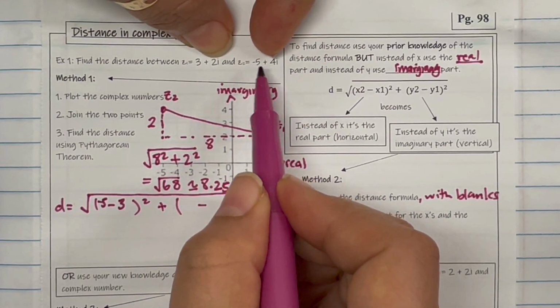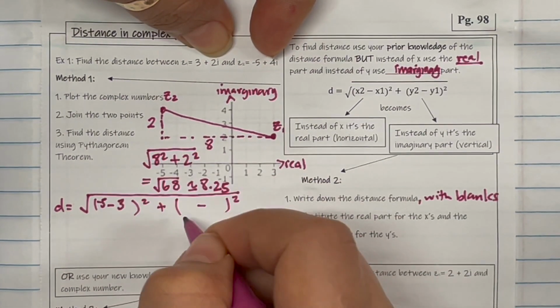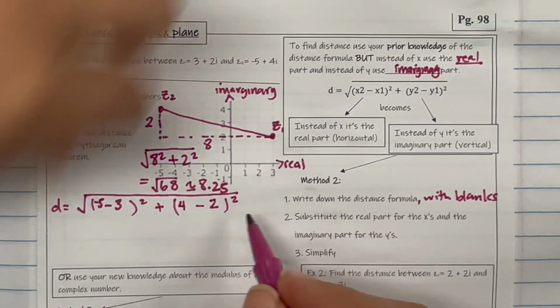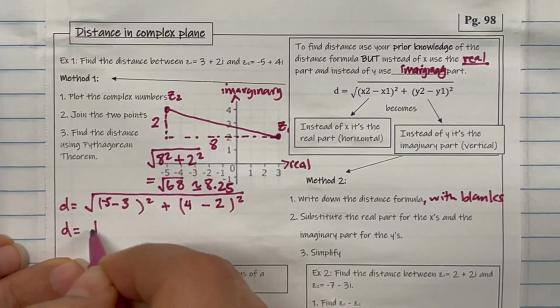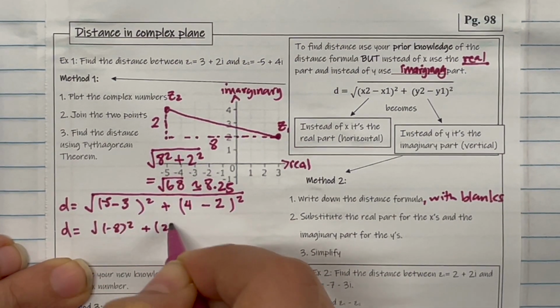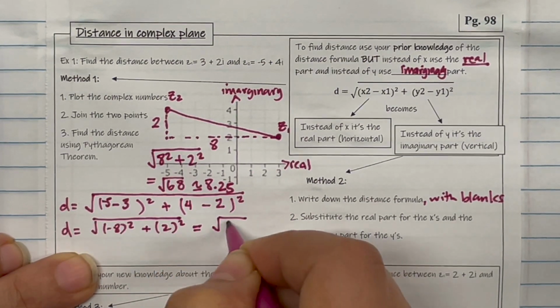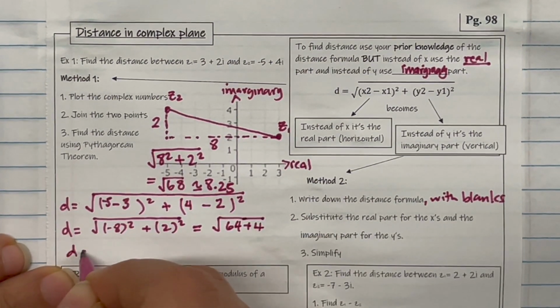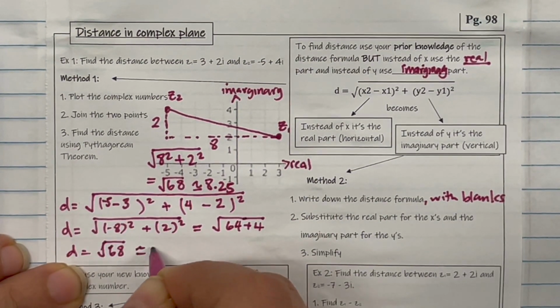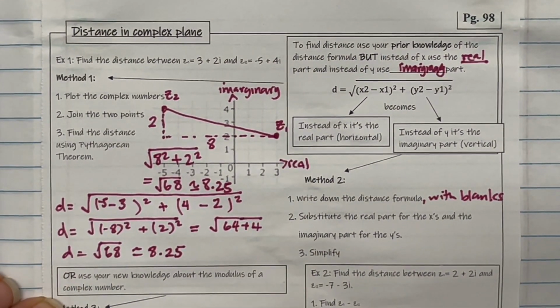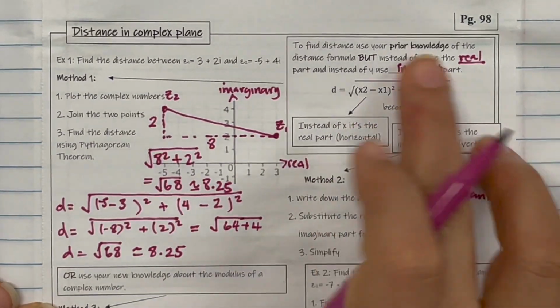Then you're going to do the imaginary part, which are the y values. So the second number, 4, minus the first number, 2. Then you can put that right into a calculator, but I'm just going to do it by hand. That's going to give me -8 squared plus 2 squared, which simplifies to 64 plus 4, which gives me, again, the square root of 68, just like before, which is approximately 8.25. You've done this before; you should have seen that before.